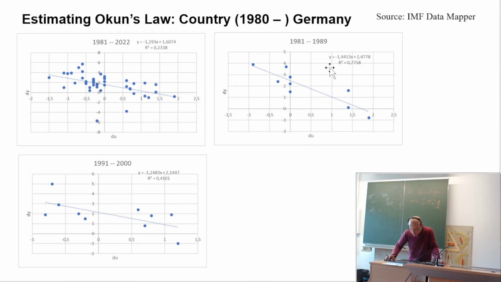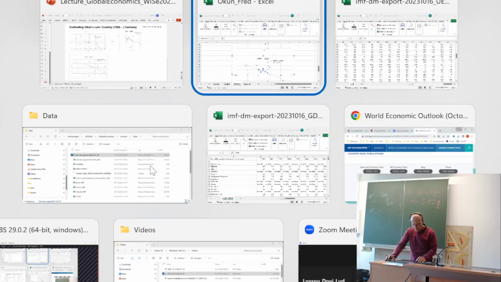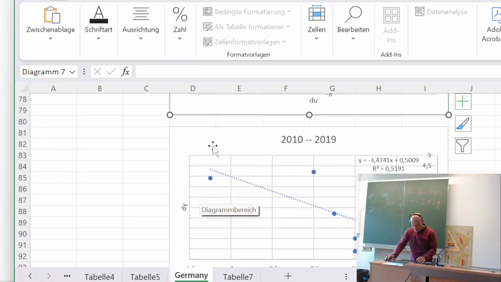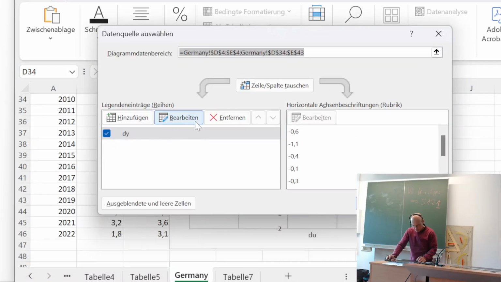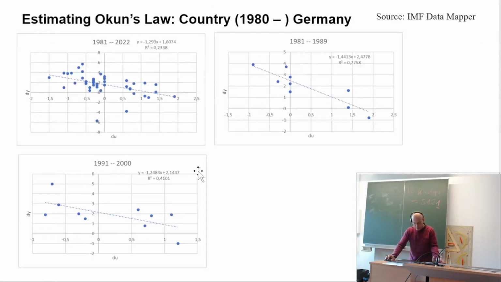So the rest, I think, seems reasonable. The last one here is okay. 43. Okay. And now we can start to interpret what we have analyzed here. So first of all, for Germany here we see a very low coefficient of determination.